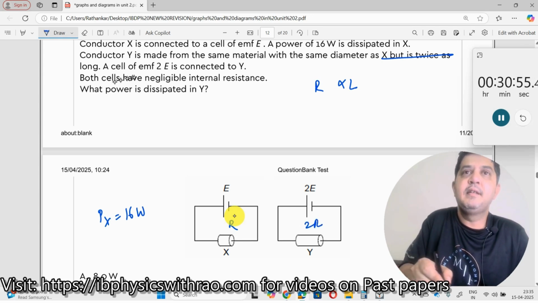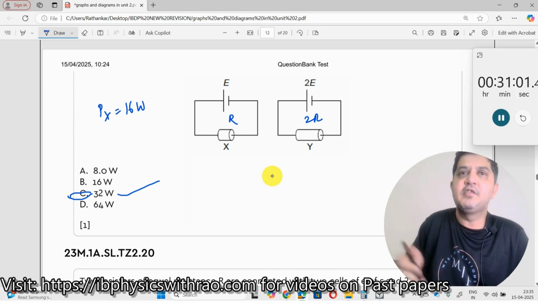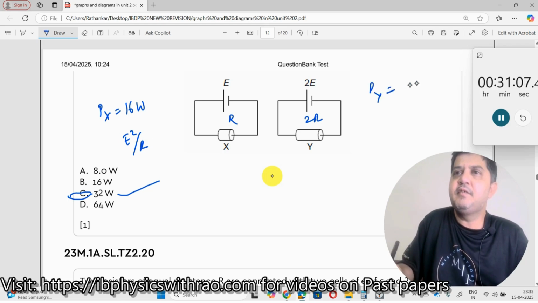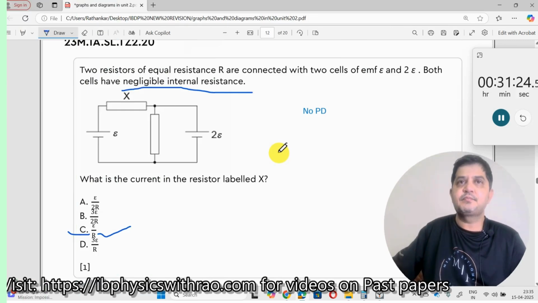Then both cells have negligible resistance. What is the power dissipated by Y? Quite easy, so you can easily find out. Px equal to 16 watt, which is nothing but E square by R, right? And what will Py be? Py will now be equal to 2E the whole square divided by 2R. Substitute the values and get the final answer. So you will get 4E square by R. E square by R equal to 16. 2E square by R would be equal to 32. So the answer is C. Next.